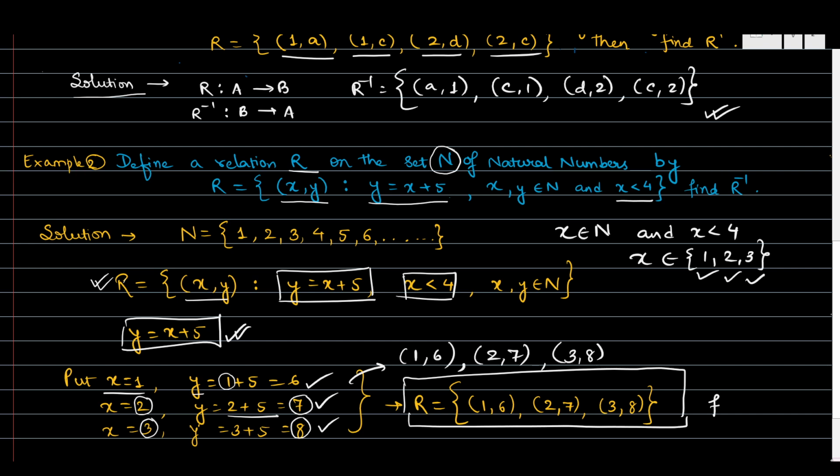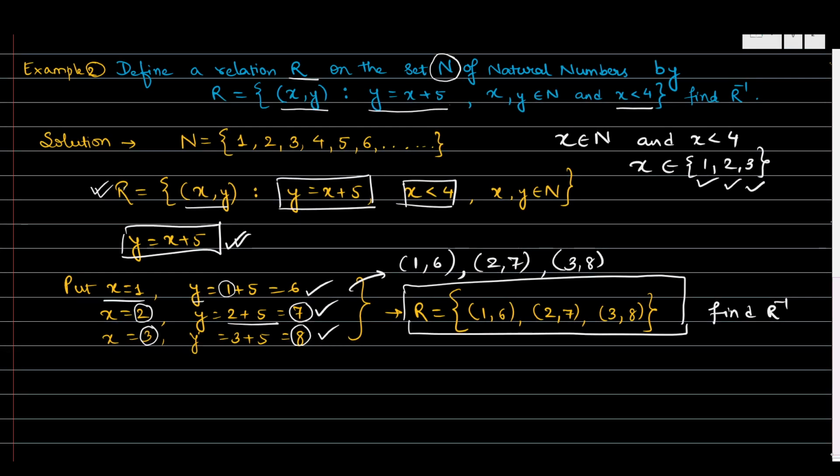Now we will find R inverse. Now how to find R inverse? Just interchange the position of the ordered pair. Means 1, 6 will become 6, 1; 2, 7 will become 7, 2; 3, 8 will become 8, 3. That's it.